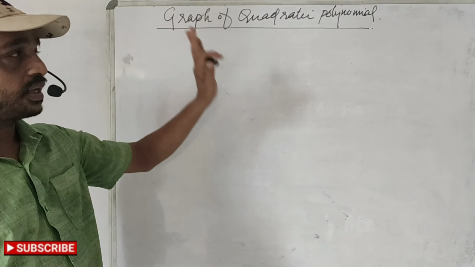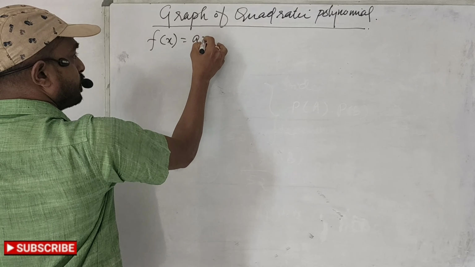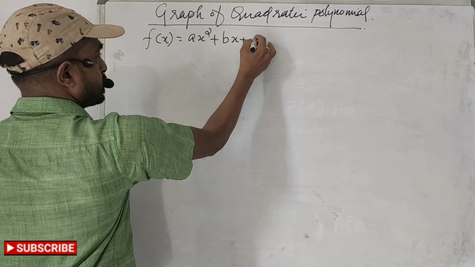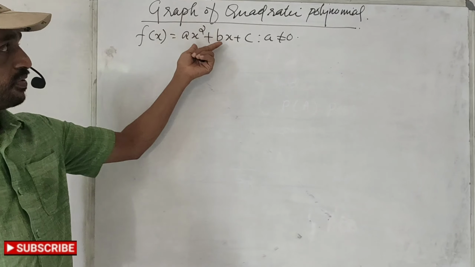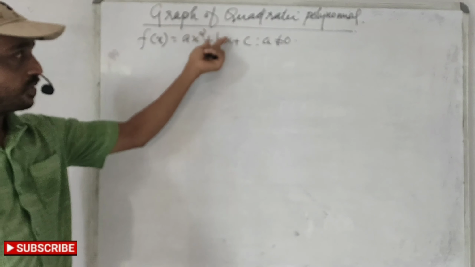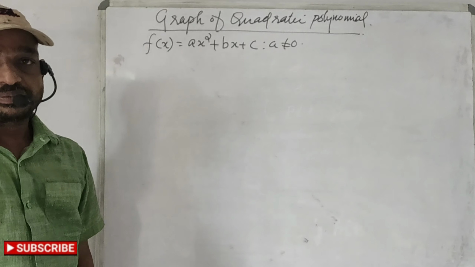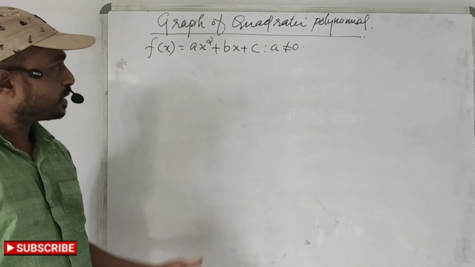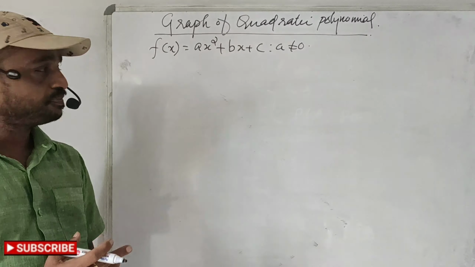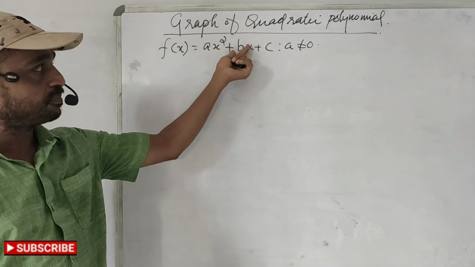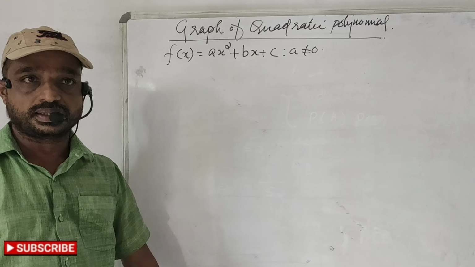Now let us consider the quadratic polynomial and its graph. So what is the general form of a quadratic polynomial? f(x) = ax² + bx + c, where a is not equal to 0. So this is the general form of a quadratic polynomial, that we have seen in our first video. Those who didn't watch my previous videos, just try to watch it first. f(x) = ax² + bx + c, where a is not equal to 0, is the general form of a quadratic polynomial.